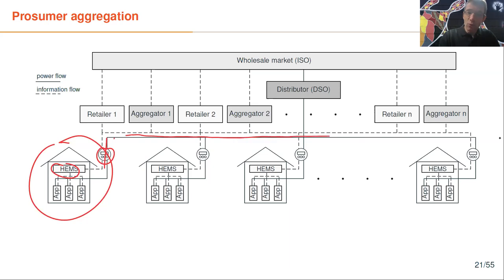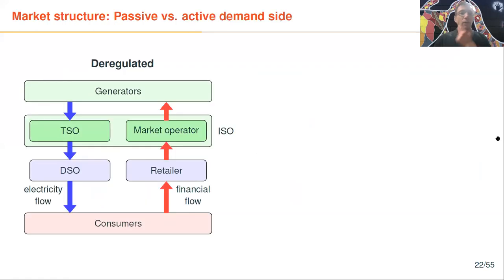Now, here I'm assuming that all the customers are connected to one low voltage network managed by the distribution system operator. But in principle, every customer can be under a different retailer. So you can buy electricity in the market through a different retailer. We have several options. And then on top of that, you might also have an aggregator, and in principle, there can be many of them, that sell services that your devices can provide to the grid into the wholesale market. So that's the idea.